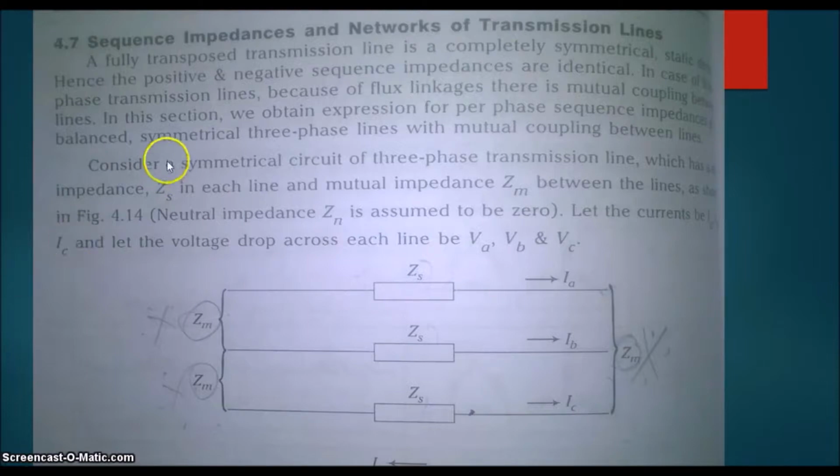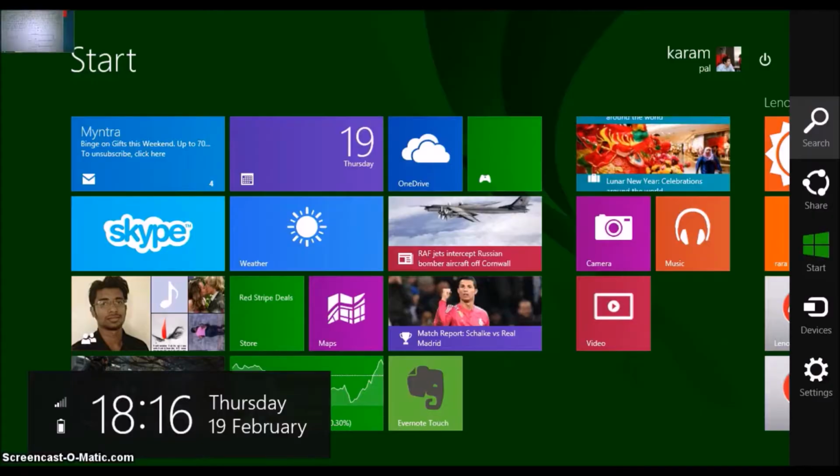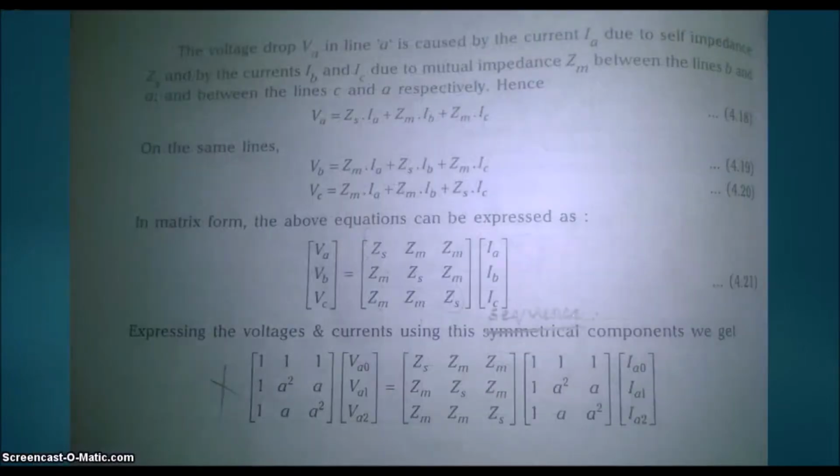Okay, as you can see in the circuit, we'll consider a voltage drop VA in the line A caused by the current IA as shown in the circuit due to self impedance ZS, and by the currents IB and IC due to mutual impedance ZM between the lines B and A and between the lines C and A respectively. So we get an equation as we can see: VA equals ZS IA plus ZM IB plus ZM IC, right?